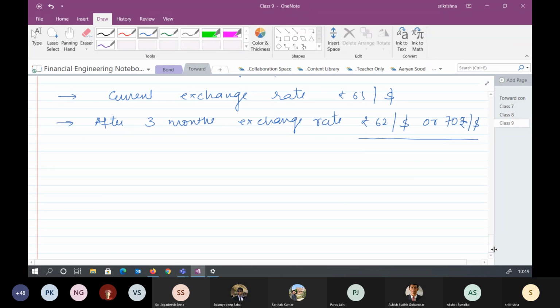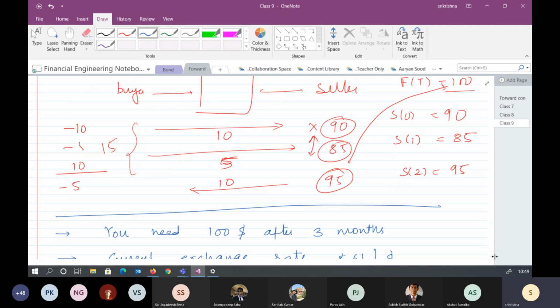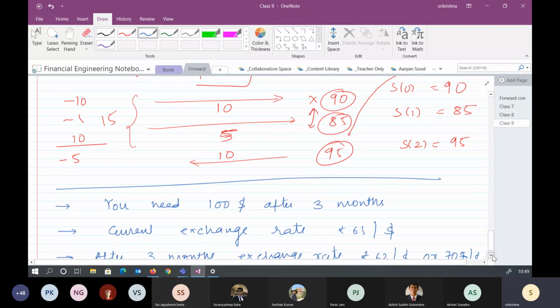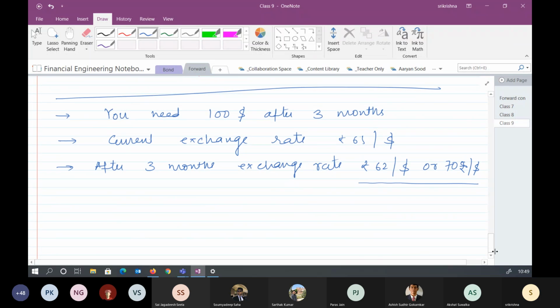So suppose this person is Ashish. I hope I can take your name. Okay, is it okay, Ashish? Yes, sir, it's fine. And another is Akshat. Akshat is the one who is a broker. He is selling and buying dollars in the market. So Ashish went to Akshat.